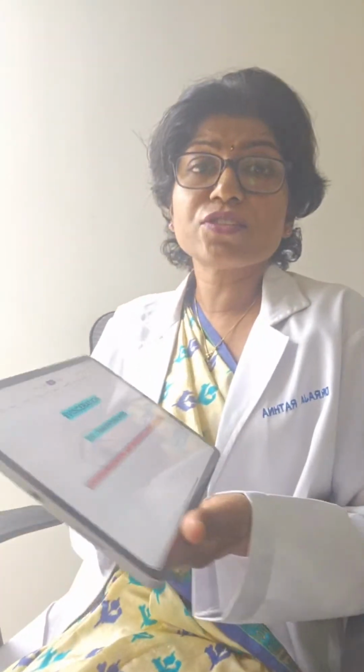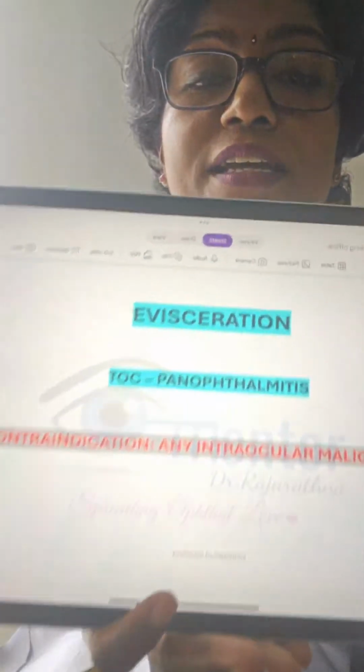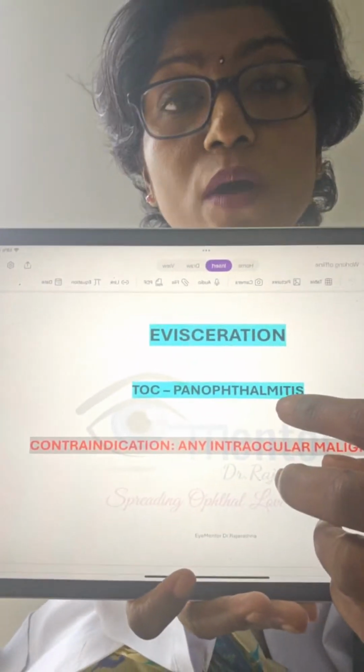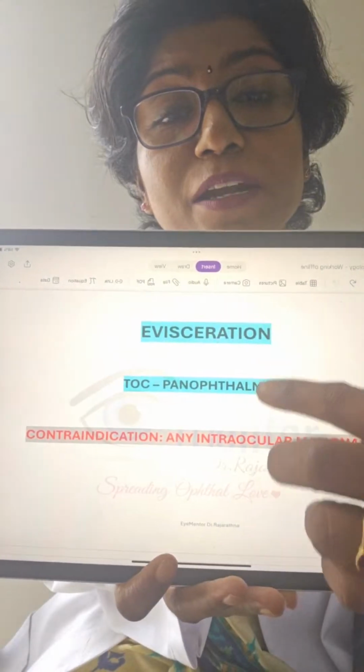Okay. Now, the next question is evisceration is contraindicated in. What is evisceration? When you remove the intraocular contents. The eyeball is there, you're just scooping out the intraocular contents. You're removing all the intraocular contents. So the question is when it is contraindicated, when you don't do it. Evisceration is a treatment of choice for panophthalmitis.